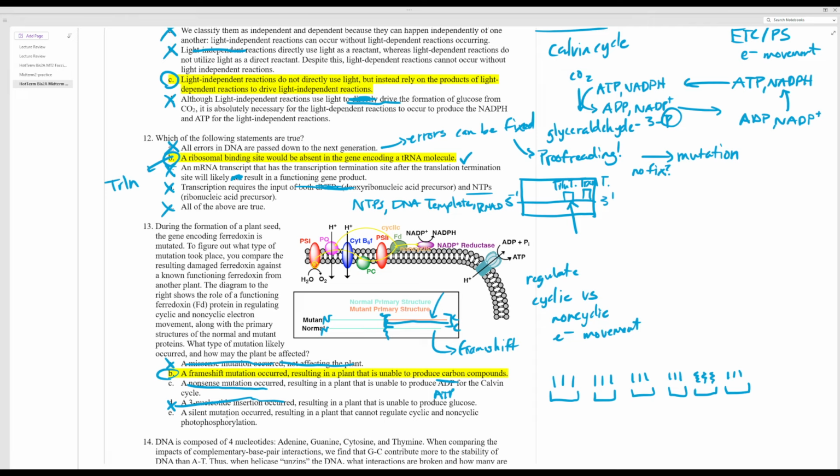Okay. E, a silent mutation occurred. Nope. We quite literally see a different primary structure. A silent mutation is where one amino acid gets changed for the exact same amino acid. All that's changed is the codon. But remember, multiple codons can code for the same amino acid. So if you change one codon that codes for serine into a different codon that still codes for serine, well, you've mutated a spot in the DNA, but it has no effect because they both still code for serine.